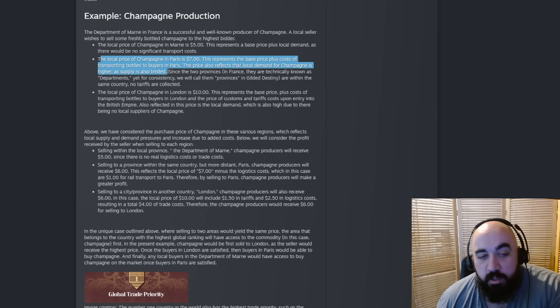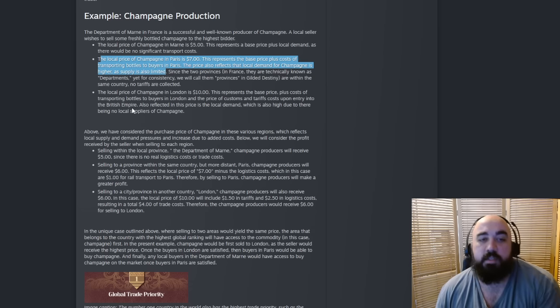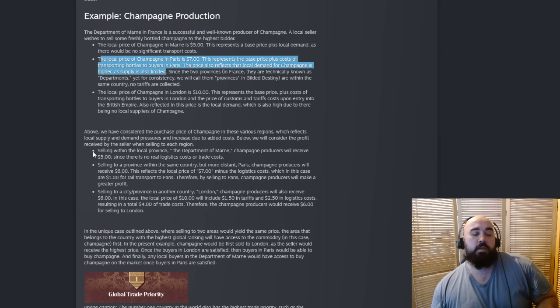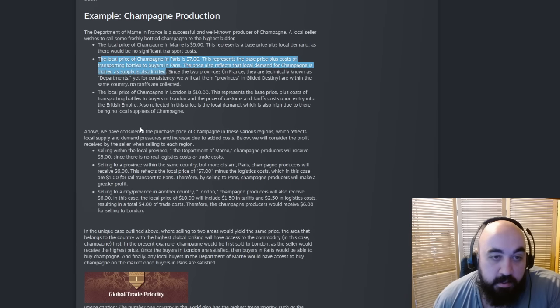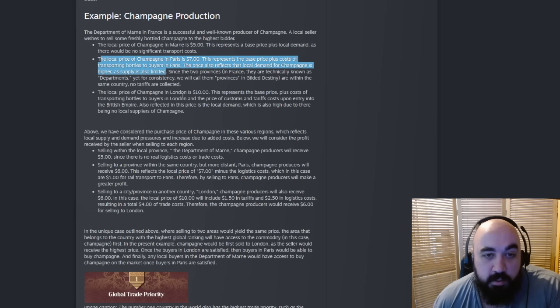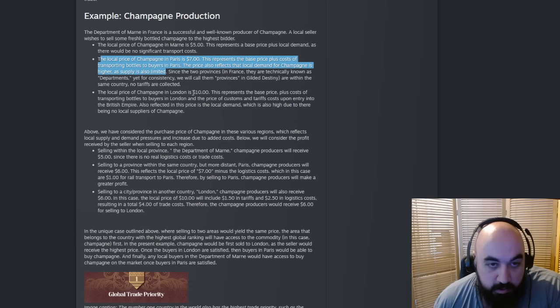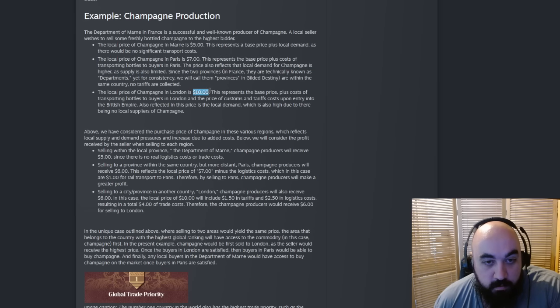It will keep pushing up the... I'm not sure if it's saying it's pushing up the price until a sufficient supply is achieved, or if there's a local demand in excess of local production. Since the two provinces are within the same country, no tariffs are collected. In France, they are technically known as departments, yet for consistency, we will call them provinces in Gilded Destiny. Sure. The local price of champagne in London is $10? Okay. Why is it not in francs?